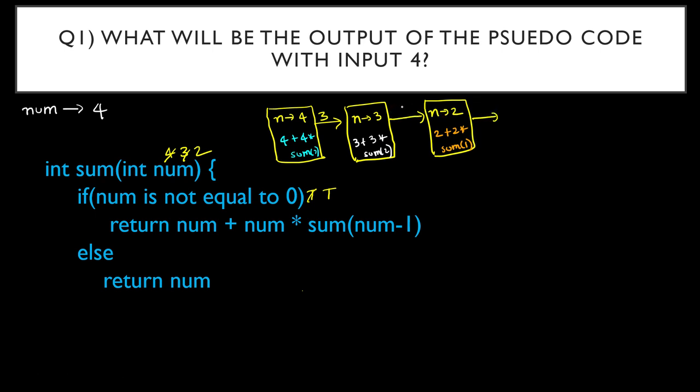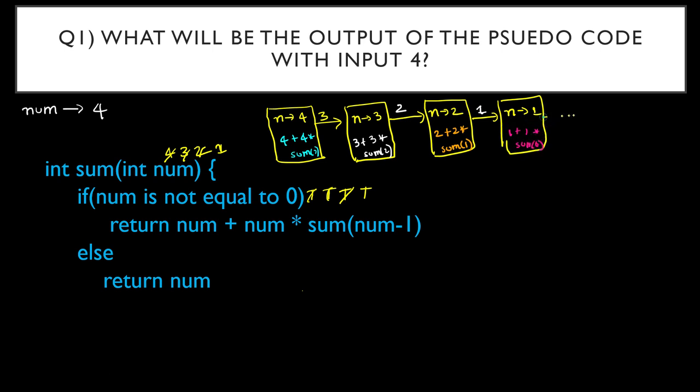So we are passing 2 here and we are passing 1 here. Okay, so now here again the value of num becomes 1. Still, for the third time this will be true because 1 is not equal to 0. So what are you going to return? You're going to return 1 plus 1 into sum of 0.